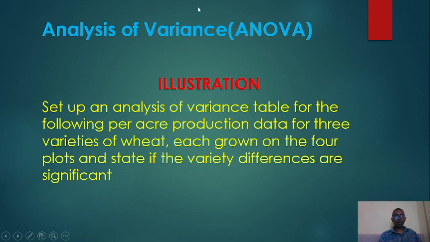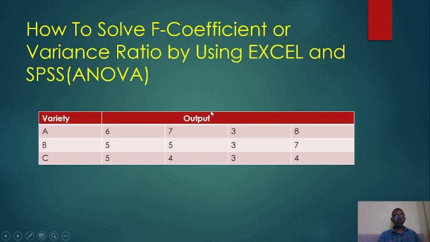Analysis of variance, or ANOVA, illustration. Set up an analysis of variance table for the following problem: production data for 3 varieties of weight grown on 4 plots, and state whether the variety differences are significant. Okay, how to solve for the F coefficient, or variance ratio, by using Excel and SPSS ANOVA.